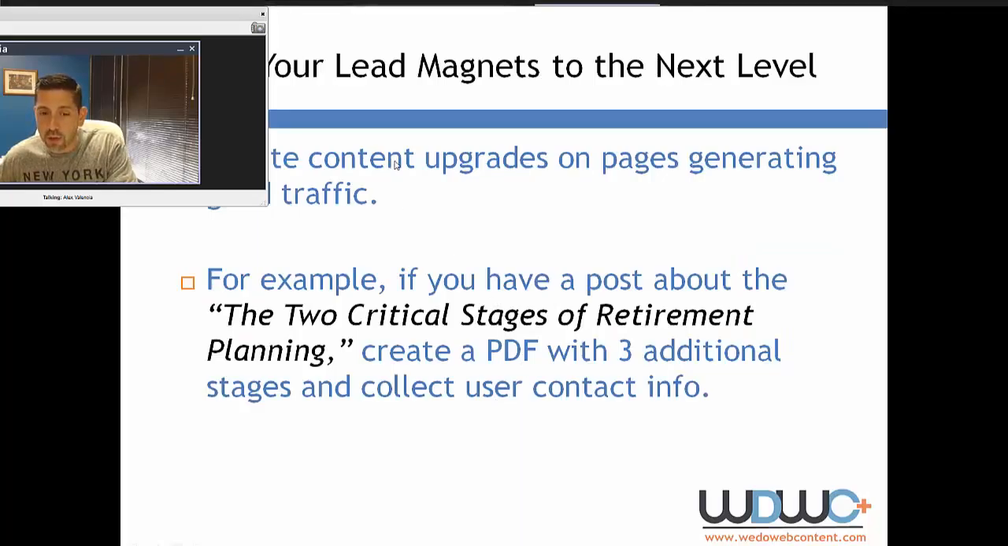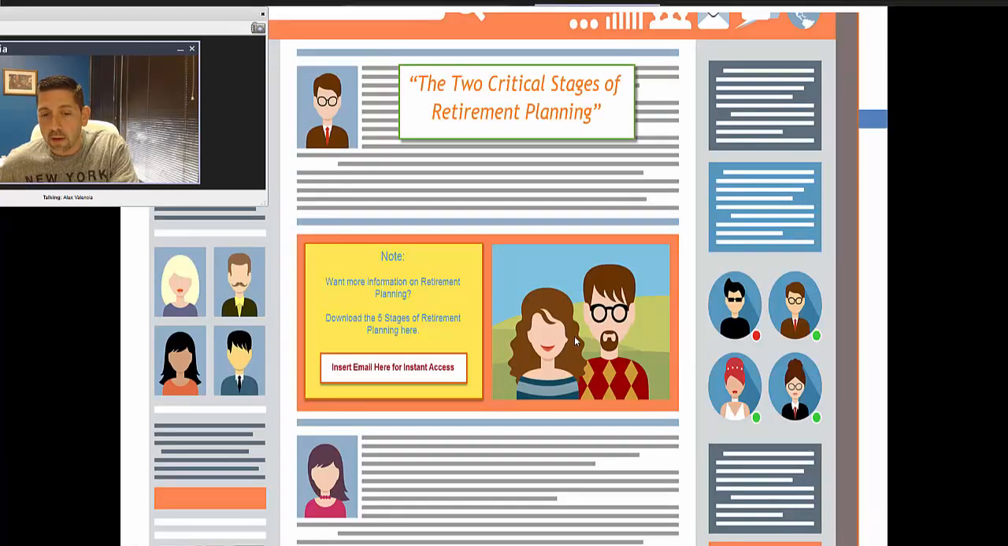One thing that I like to do on content, and I know we're kind of pressed for time, is once you find that content that people are watching and looking at on your website, it's important to really get specific. If you see that someone's landing on a blog, for example, if you have a blog post about the 2 critical stages of retirement planning, create a PDF with 3 additional stages and collect that data. I think that's user experience. If someone's already looking at that, create something that they could download and then do an email sequence with 1 new tip per day. That's delivering good info.